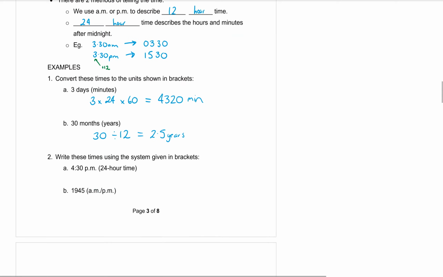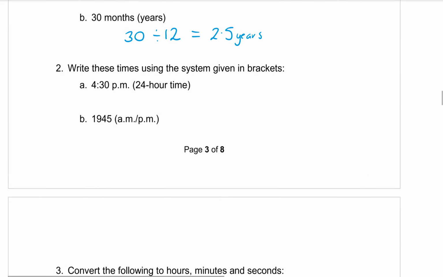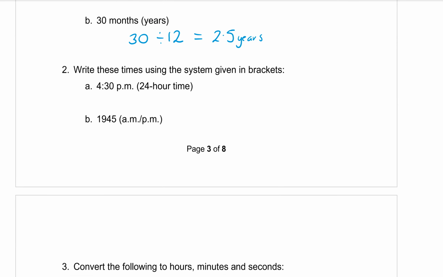Okay, question 2. Write these times using the system given in brackets. So it's 4:30 p.m. and we want to convert that into 24-hour time. Because it is p.m., we know that we need to add 12. Let me write that a little bit neater. So I want to add 12 to the hours at the front there. That's because it's in the afternoon.